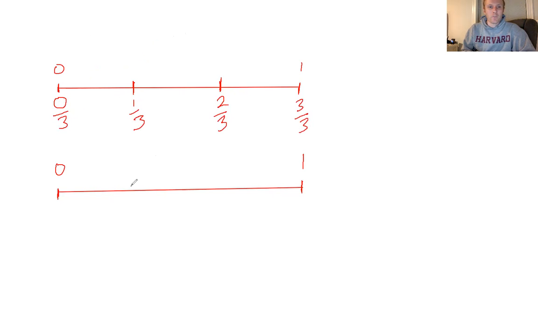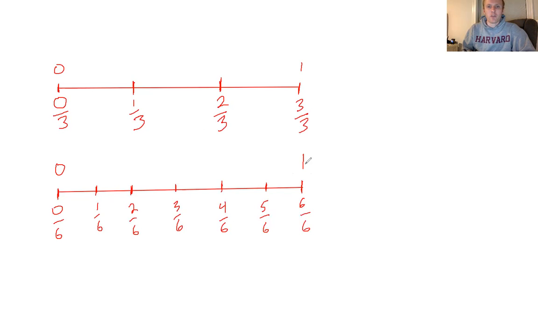0/3, 1/3, 2/3, and 3/3. Okay. Now I'm going to come down here. I'll put my thirds in. Oh, that one's in the wrong spot. And I'll split each of these sections in half again to get my sixths. So I have 0/6, 1/6, 2/6, 3/6, 4/6, 5/6, and 6/6.